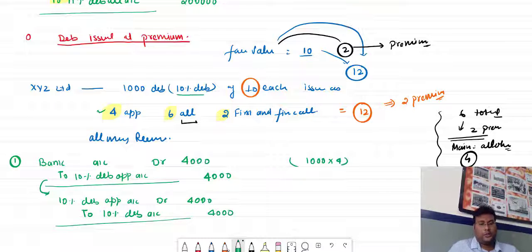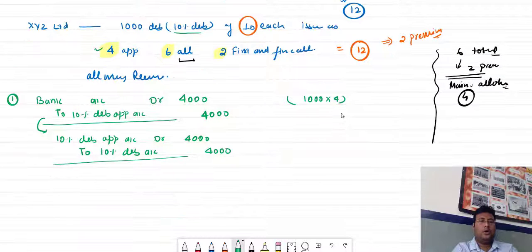Okay, 4000 rupees. So bank account debit to 10% debenture application account, 10% debenture application account debit to 10% debenture account. 4000, 4000, 4000 and 4000 rupees. Now, we pass the entry of allotment.